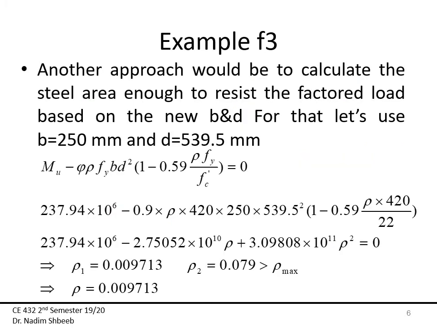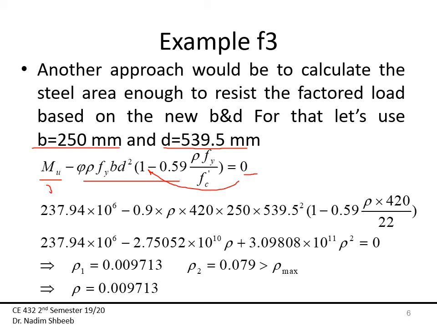This is what we're going to do right now. So again, here I'm going to assume that my B is 250, which I found, and I'm going to use my D to be 539.5 millimeters, which is what I found right now. So what I will do here, I will say that my M ultimate, which is usually equal to phi times rho times Fy B D square, 1 minus 0.59 rho Fy over F prime C. So I'm going to move this to the other side and say that M ultimate minus this is going to be equal to 0, correct?